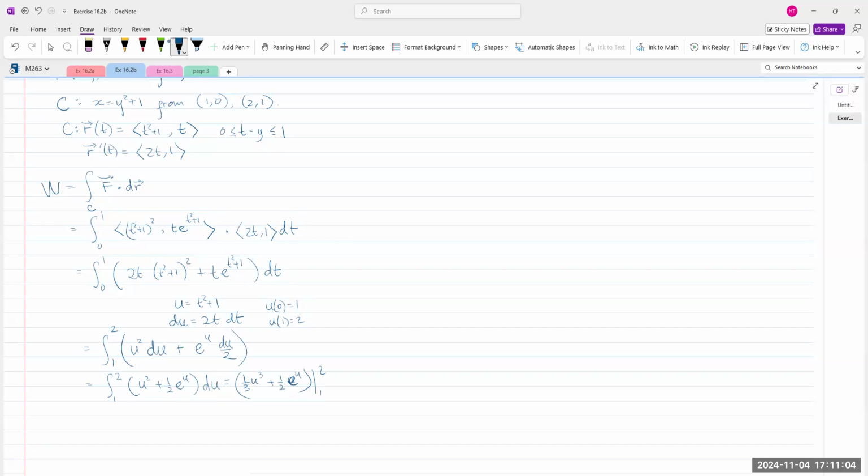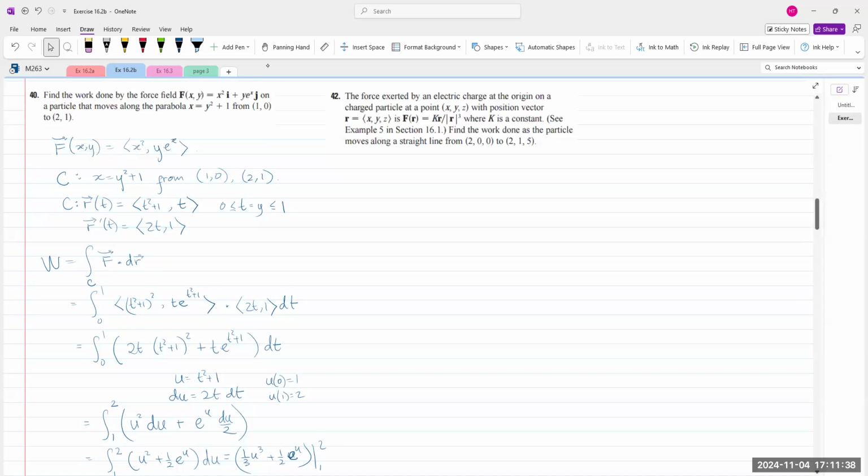Okay, so when u equals 2, what happened? When u equals 2, I get 8 over 3 plus e squared over 2, minus, when u equals 1, 1/3 plus e over 2. So that will be 7/3 plus e squared over 2 minus e over 2. Okay, that's the amount of work. That's for number 40.